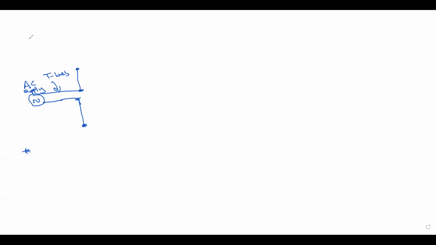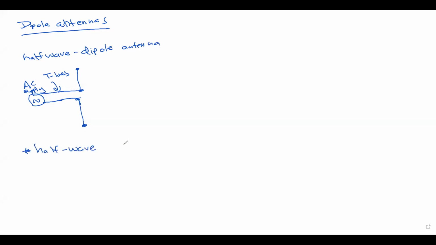Here I'm going to discuss specifically the dipole antennas, and under that, the half wave dipole antenna. Half wave means lambda over 2. So a lambda over 2 dipole antenna means the length of the dipole antenna is lambda over 2.